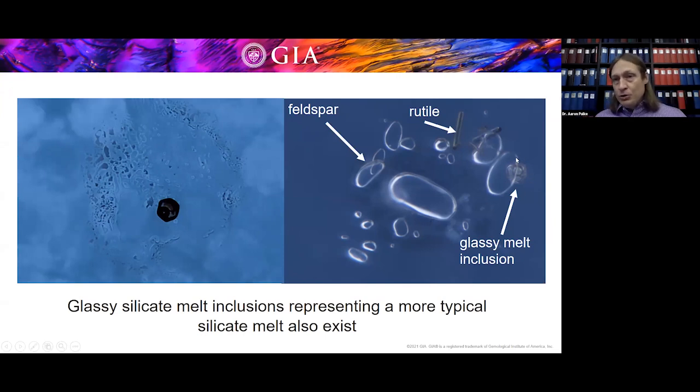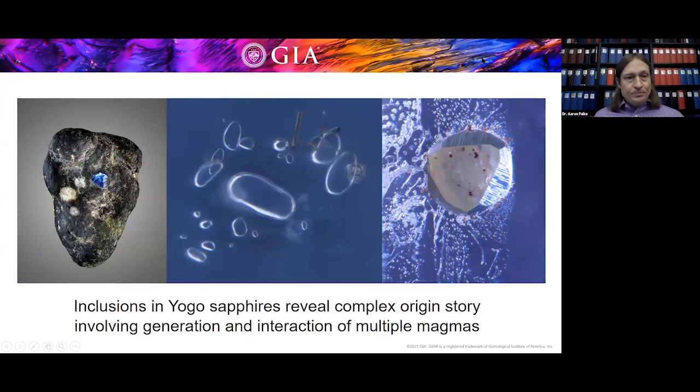There are some feldspar inclusions, some rutile inclusions, but also tucked behind one of those feldspar inclusions is another glassy melt inclusion. These are glassy melt inclusions, which indicates that they're not a carbonatite, but a silicate melt inclusion. So we have this entirely different type of magma that got trapped in these Yogo sapphires, as well as that carbonatite magma. If we go to the next slide, we'll put this all together and tell this really complex, interesting, and unique story about the Yogo sapphires based on observations of their inclusions.